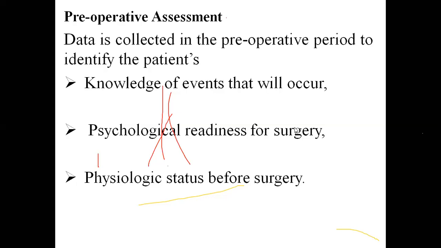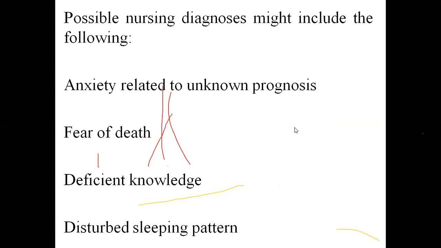All of this will help you to evaluate if the patient is psychologically ready. Then the physiologic status before surgery. The physiologic status now is the pre-operative investigations and other necessary laboratory investigations, like the hemoglobin level, the vital signs, and all of these are the physiologic status you must check before the procedure.